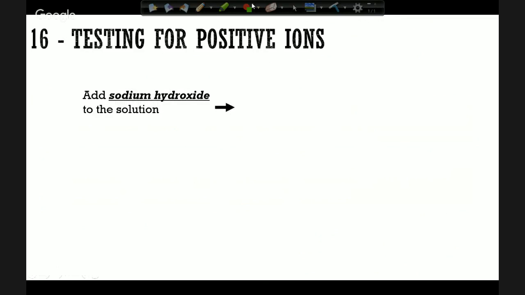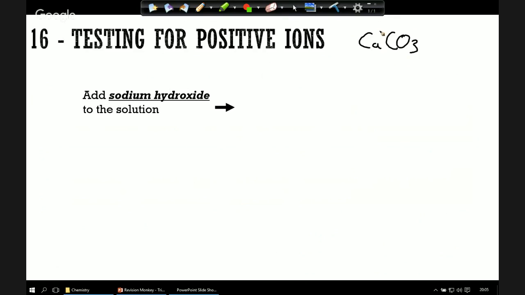So that's one way then we can test for that first part of the metal. So for example, if we've got calcium carbonate, we might test this compound in the flame, and if it comes back red, we know we've got calcium first of all. But there's not flame tests for all the different types of metals, and another way that we can do tests for those positive ions is to add sodium hydroxide to the solution.